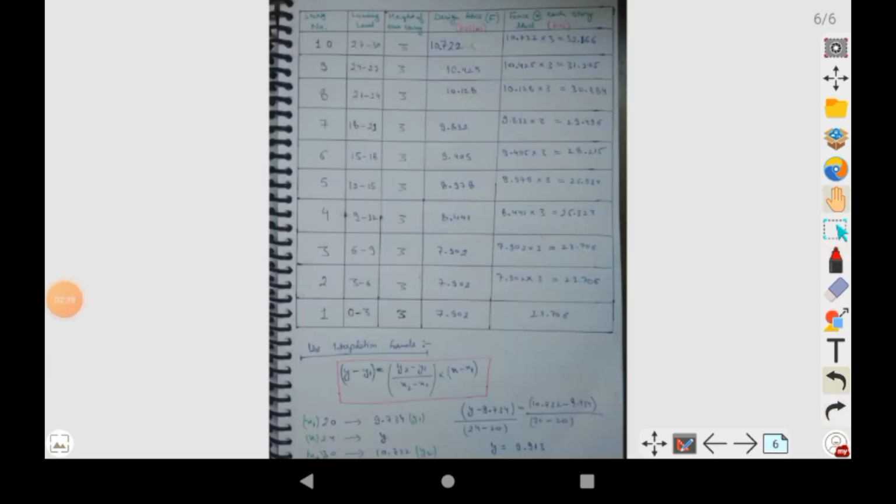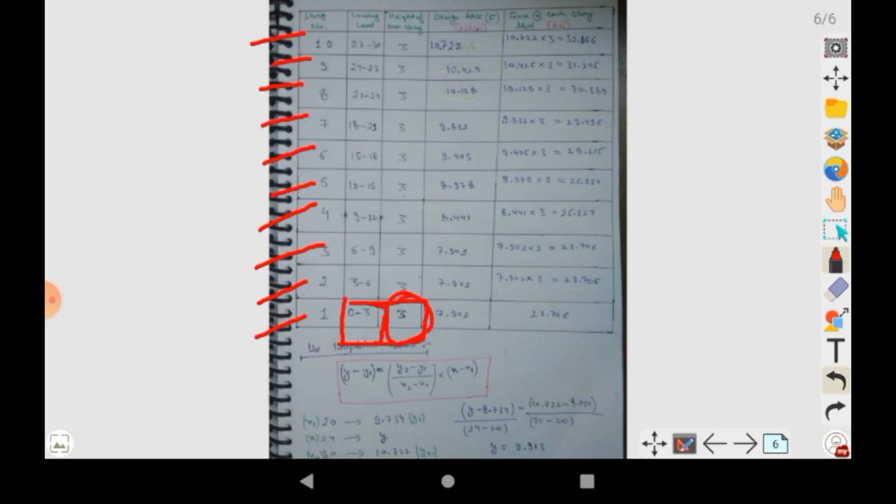Now we will prepare a table for the different story numbers. Here you can see the story numbers: the first story, the second, third, fourth, fifth, sixth, seventh, eighth, ninth, and 10th. As we know, our loading level for the first story would be 0 to 3 meter. The total height of one story is 3 meter.